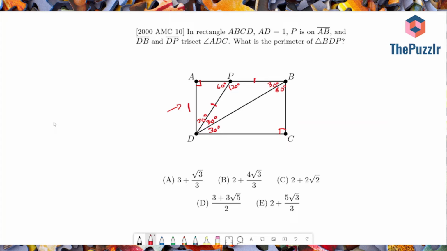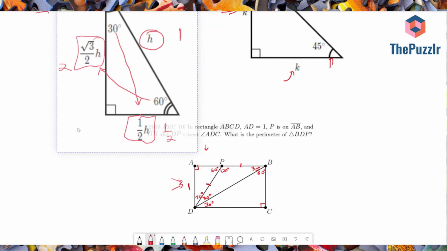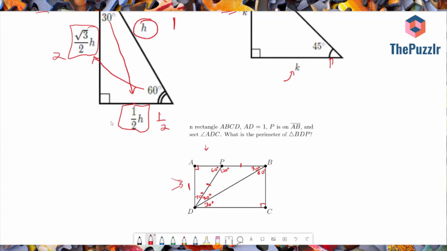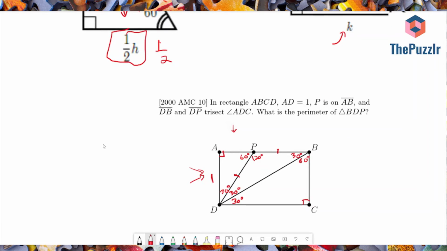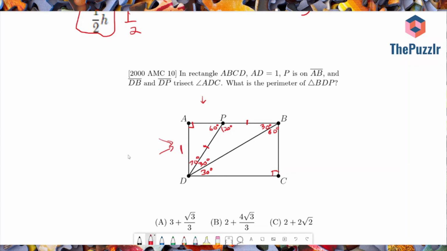Okay, so if this right here is equal to 1, then this right here, well, if we scroll up, we said that the side opposite the 60-degree angle is equal to root 3 times h over 2. And then this right here is equal to 1/2 h. So root 3 h over 2 is equal to 1. So what is h equal to? h is equal to 2 divided by root 3, or 2 root 3 over 3.